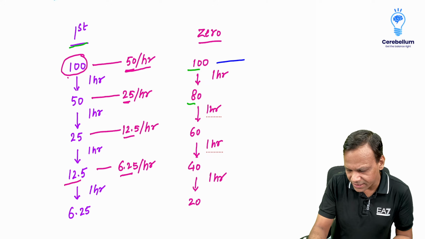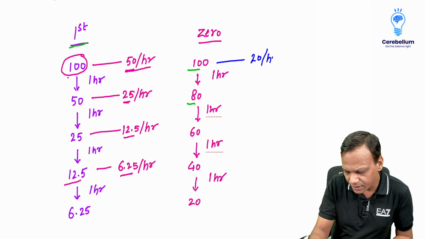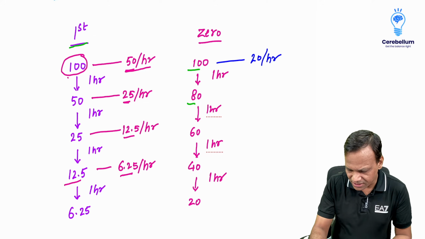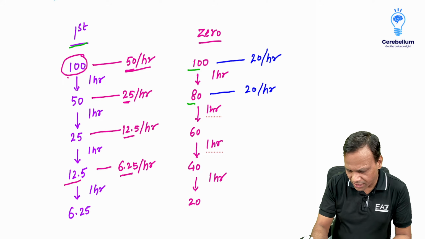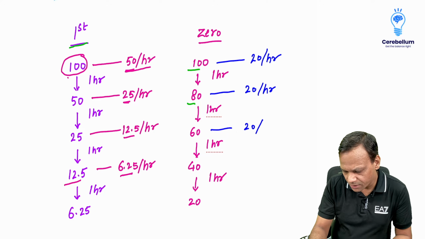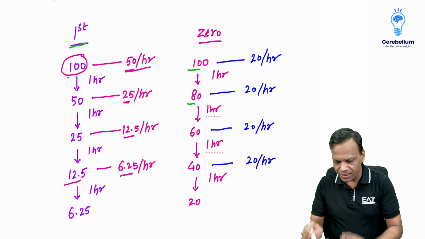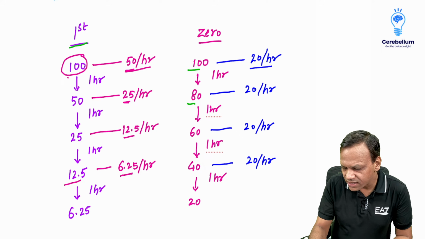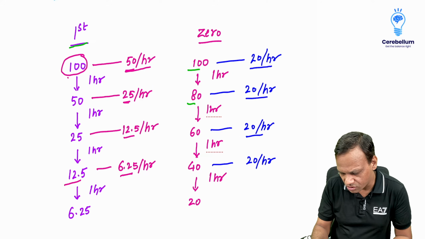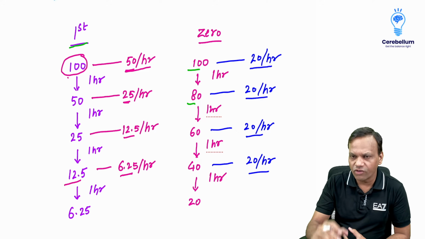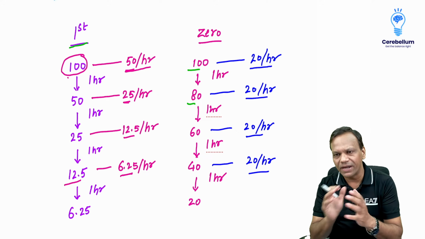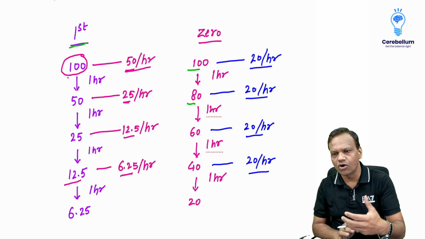So 100 minus 80, rate of elimination is 20 per hour. 80 minus 60, rate of elimination is 20 per hour. 60 minus 40, rate of elimination is 20 per hour. 40 minus 20, rate of elimination is 20 per hour. So what we are noting is in zero order kinetics, rate of elimination is constant, whatever may be the plasma concentration. So we will say rate of elimination is independent of plasma concentration in zero order kinetics.